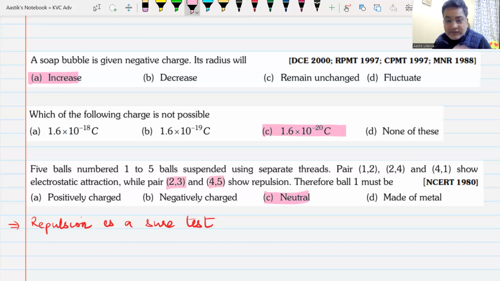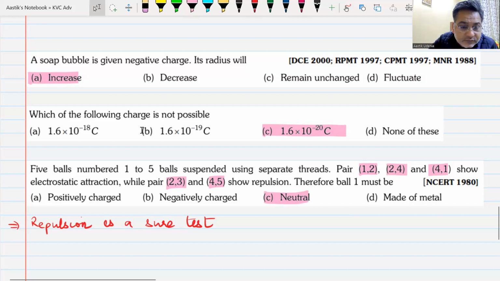2 and 3, 4 and 5 definitely have charge. That means either one has charge or one does not have charge. 1 is attracting 2 and 1 is also attracting 4. And 2 and 4 are attracting each other. That means 2 and 4 must have opposite charge. But 1 is attracting 2 as well as 4. That means it cannot have any charge, so it is not chargeless, it is neutral. Yes or no? We understand this? Yes, sir. Next one.